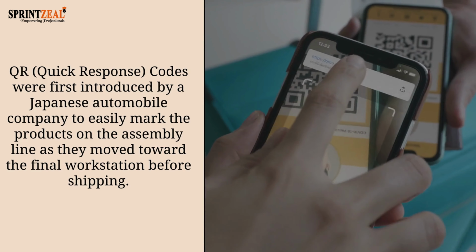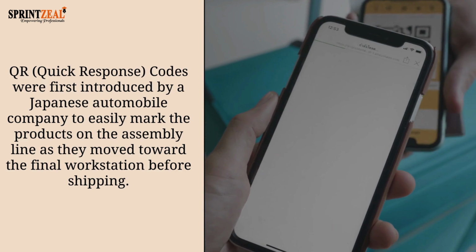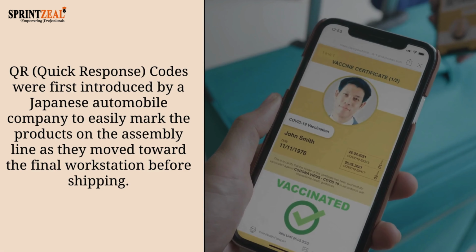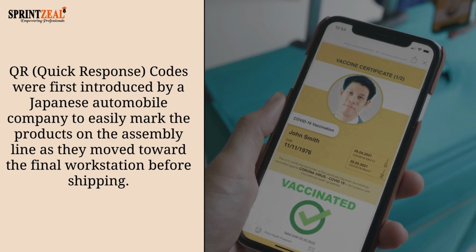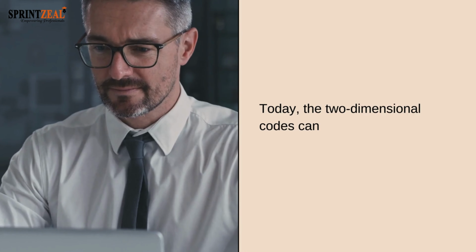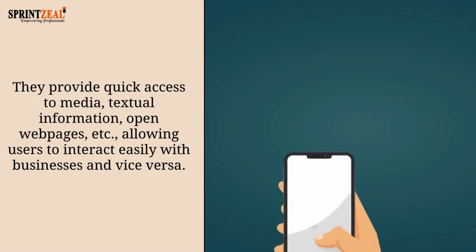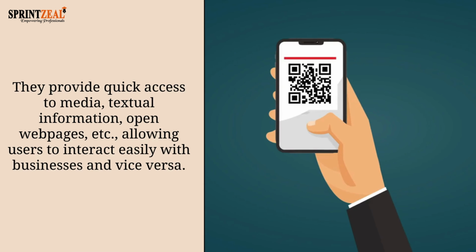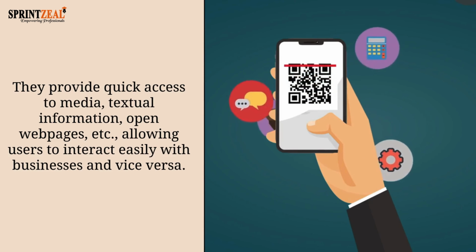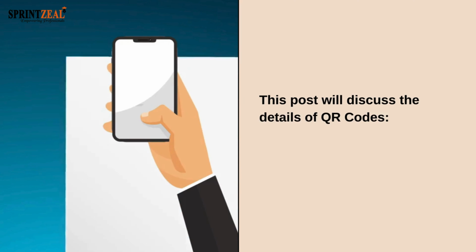QR, quick response, codes were first introduced by a Japanese automobile company to easily mark the products on the assembly line as they moved toward the final workstation before shipping. Today, the two-dimensional codes can be found nearly everywhere. They provide quick access to media, textual information, open web pages, etc., allowing users to interact easily with businesses and vice versa. This post will discuss the details of QR codes.